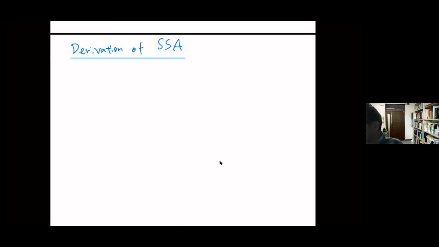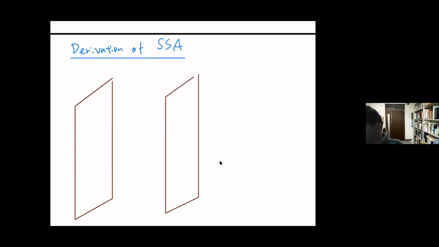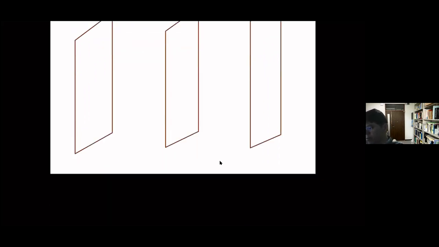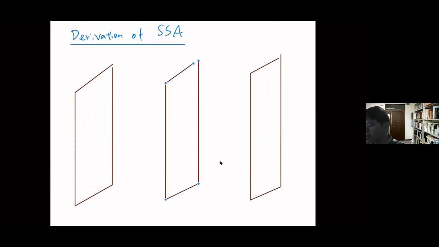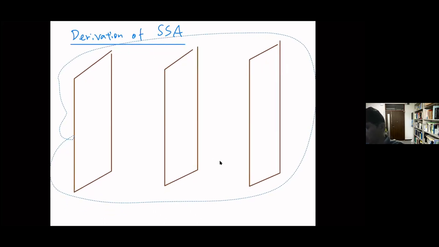Okay, so for that, let's write it. So we have like this. We have one more. And we want to derive strong subadditivity. Sorry, let me write it a little bit more.